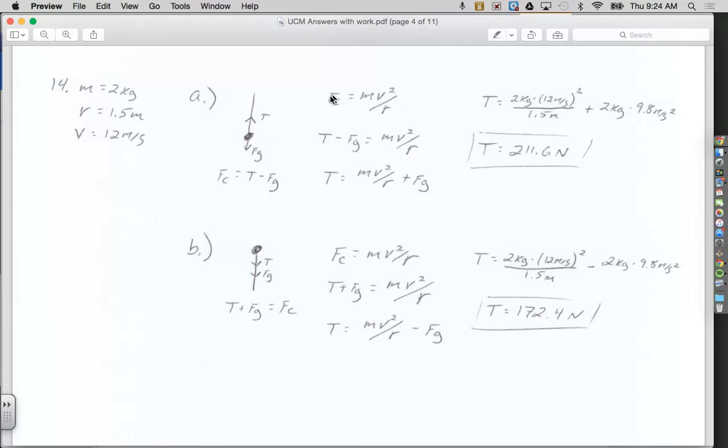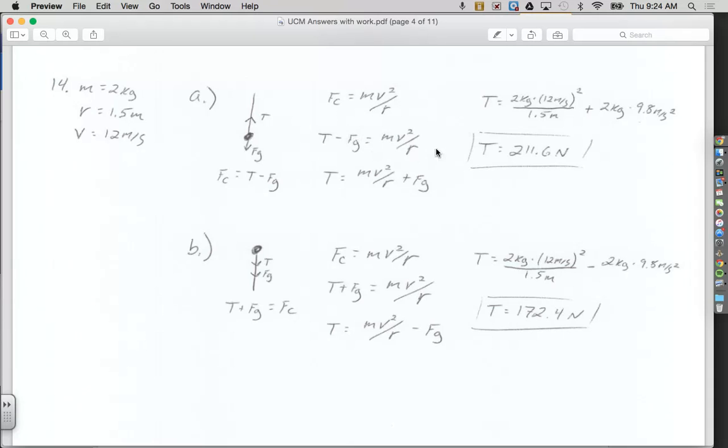For my centripetal force equation, I'm going to pick m v squared over r because I have m, I have v, and I have r. Now I'm trying to figure out what the tension in the string is. That's the question. So I'm going to plug in T minus force of gravity where I had centripetal force, because T minus force of gravity is the centripetal force. And I'm going to solve for tension. So I'm just going to add gravity to the other side. We did that in a problem just a couple ago.